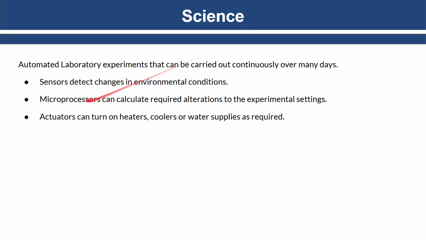Then in science, automated systems are used in science. We have automated laboratory experiments that can be carried out continuously over many days. Now, what does the sensor do? The sensor will detect changes in the environmental conditions, and the microprocessor can calculate required alterations to the experimental settings. And then the actuators can turn on the heaters, the coolers, or water supplies as required.